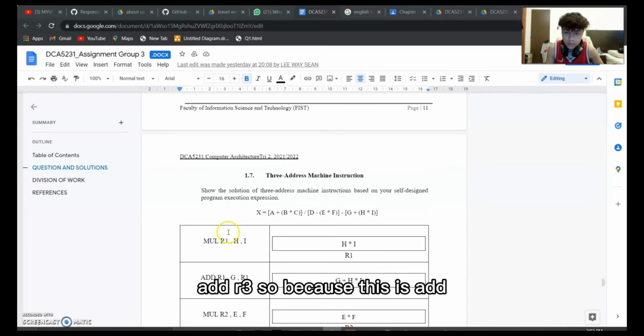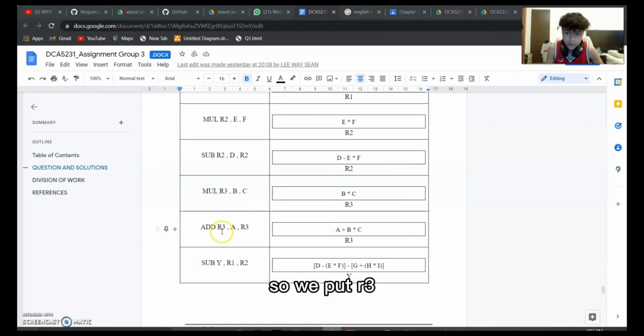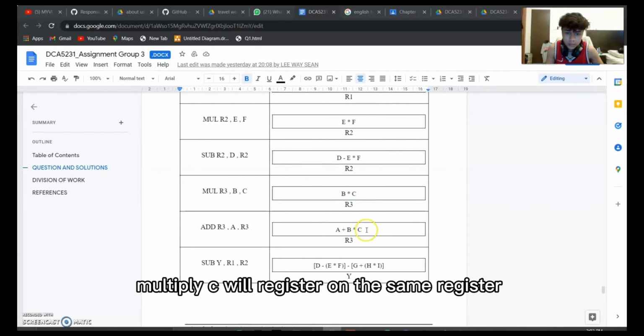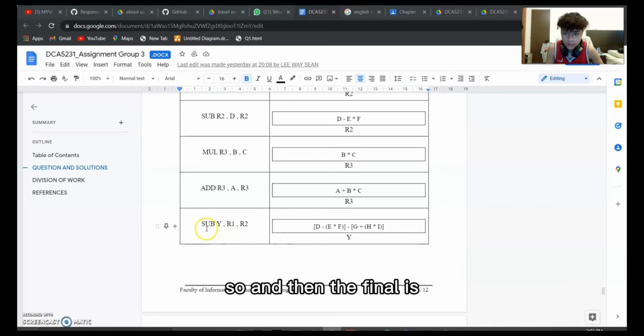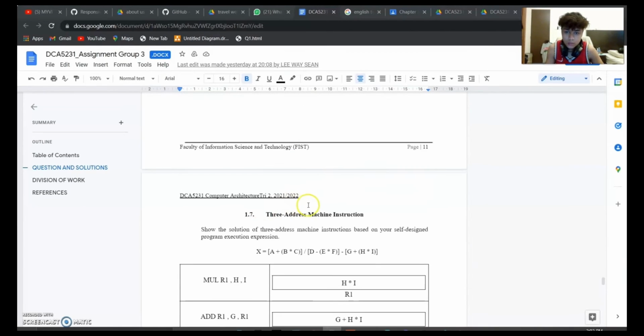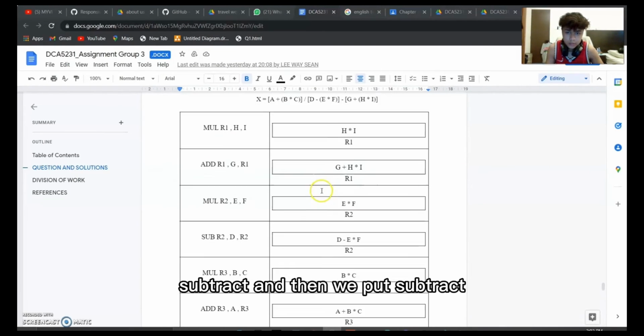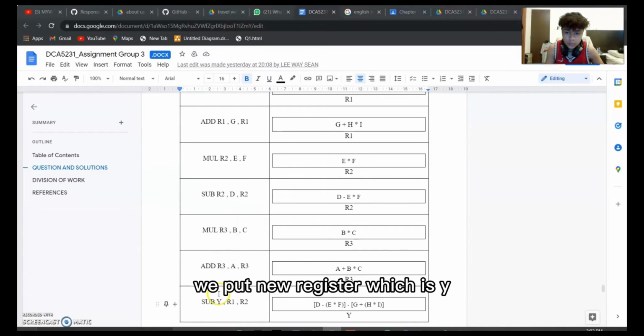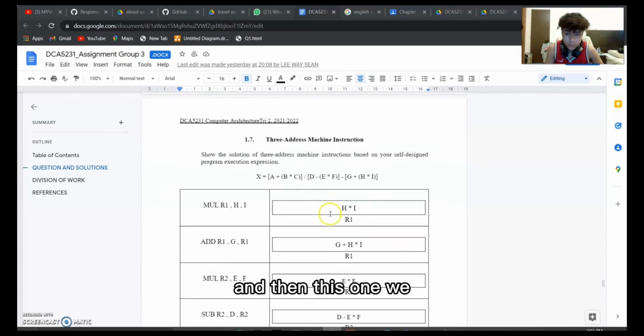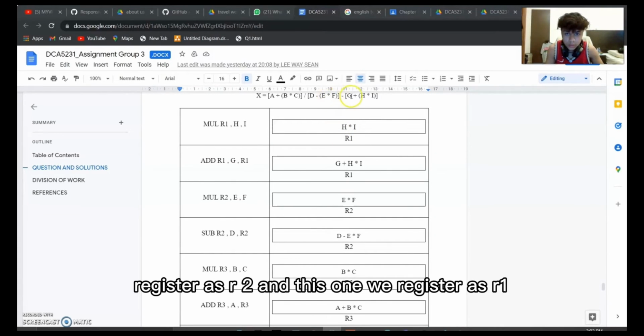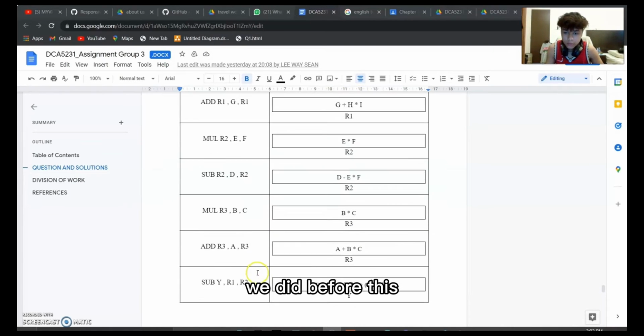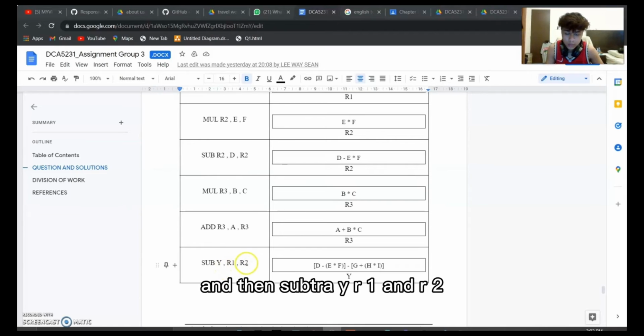Add R3. Because this is add, we put R3, the same register, and put A, and we add A with R3. Before this, the register holds B multiply C. So A plus B multiply C, we register in the same register, which is R3. And then the final is we subtract. Subtract, we put a new register which is Y, and then this one we register as R2, and this one we register as R1 like we did before, and then subtract Y, R1 and R2.